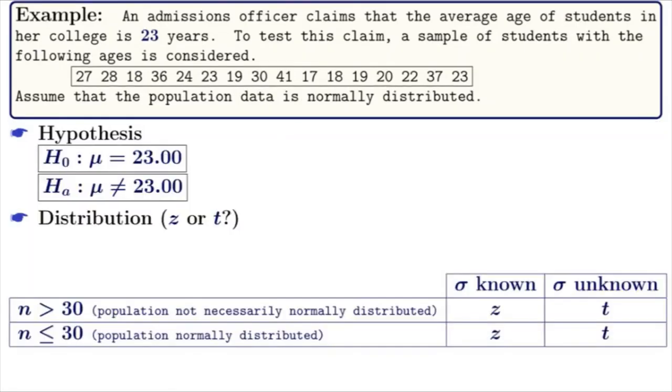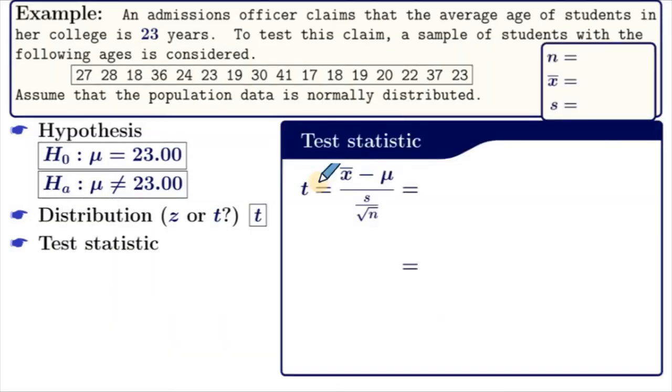Now let's determine if it's Z or T distribution. For that we can use this table here. In this problem, we see that population standard deviation sigma is not given, so we use T distribution. Now let's find test statistic using this formula.